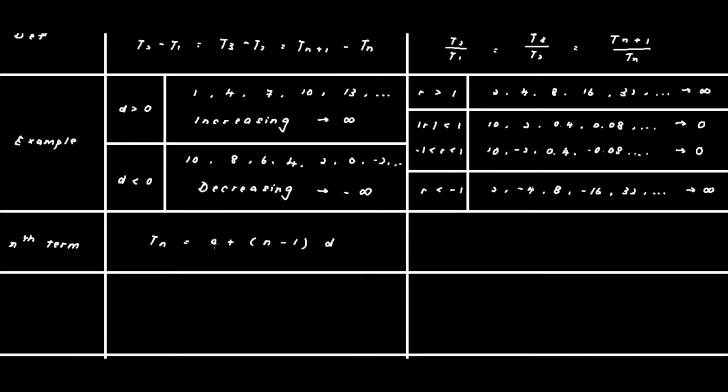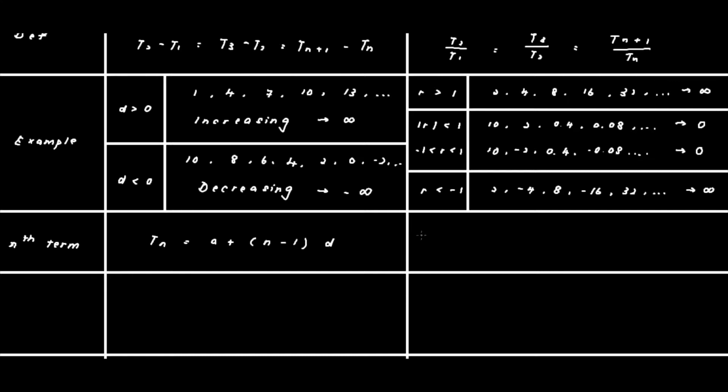Here a is your first term, meaning your T1. n is the number of the term that you want to find. So if you want to find the 100th term, you are going to put T100, so your n here will be 100. The d is your common difference. You must be very careful whether it's positive or negative, so you do not miss that out.